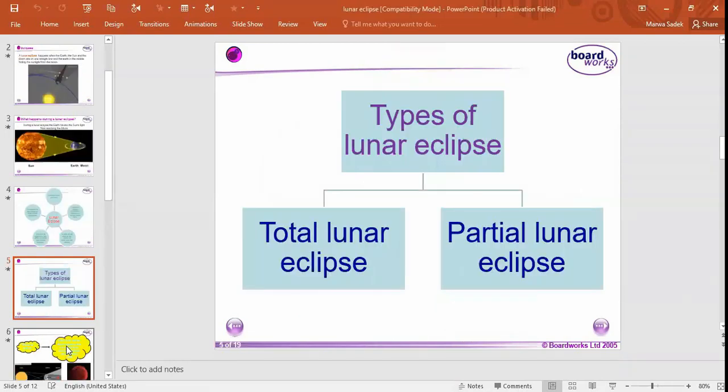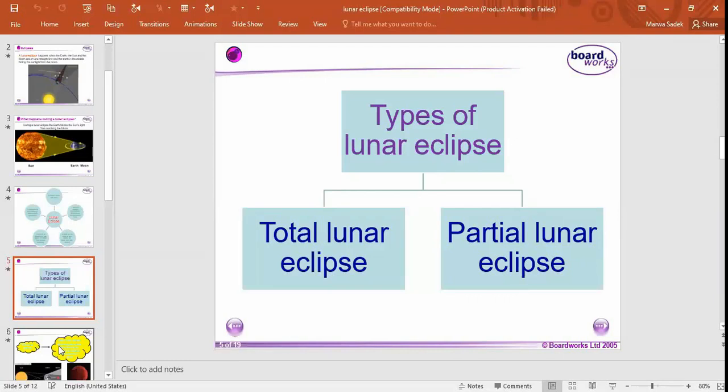Now, what are the types of lunar eclipse? We have only 2 types of lunar eclipse: total lunar eclipse and partial lunar eclipse. There is no annular lunar eclipse here. If you remember in the solar eclipse, I told you that we have 3 types: total solar eclipse, partial solar eclipse, and annular solar eclipse. Here we have only 2, total lunar eclipse and partial lunar eclipse.